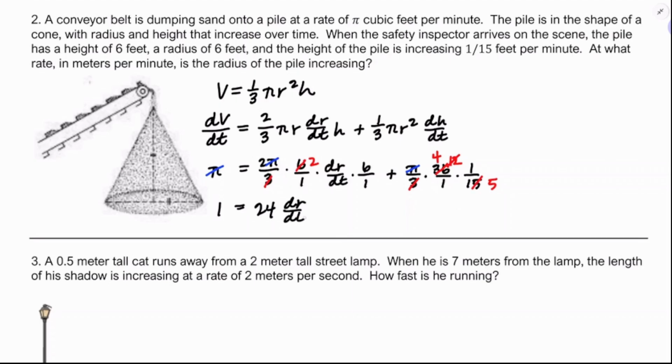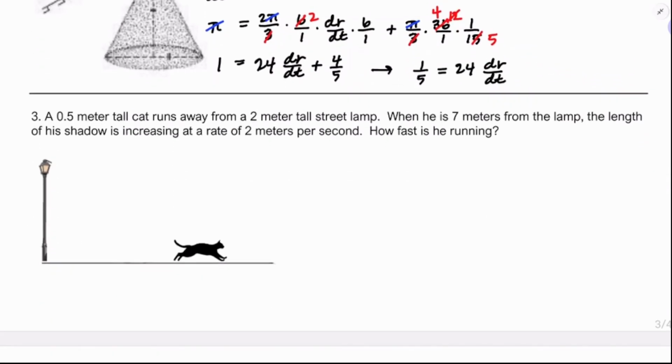I do not remember this happening when I worked this one in class, but I must have done something wrong, or maybe I've done something wrong now, who knows. Plus 4/5. So, who knows? I think now I would subtract 4/5 from both sides. If I've made an error, please come let me know or something. 1/5 equals 24 of dr dt. And as a result, dr dt is going to be 1/5 times 24, which would be 1/120 feet per minute. Right.